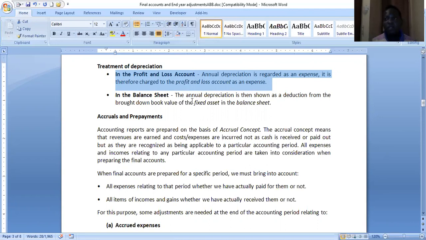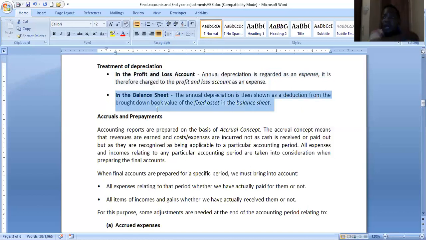One thing you need to note is that depreciation is an expense to the business, and as such, depreciation should be treated as an expense in the profit and loss account. And then after the profit and loss account, we move to the balance sheet and show the depreciation as a deduction from the book value of the fixed asset. So the second adjustment is that we go to the balance sheet and deduct the depreciation from the book value of the fixed asset.